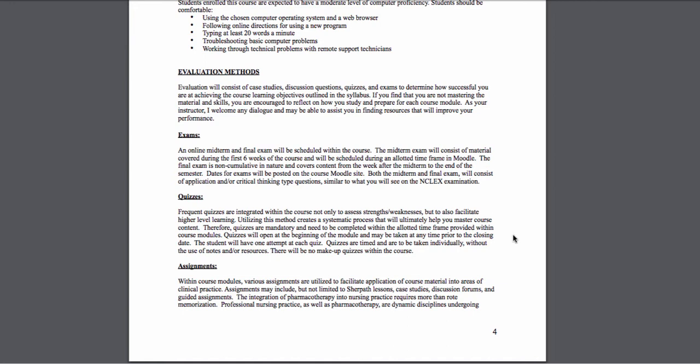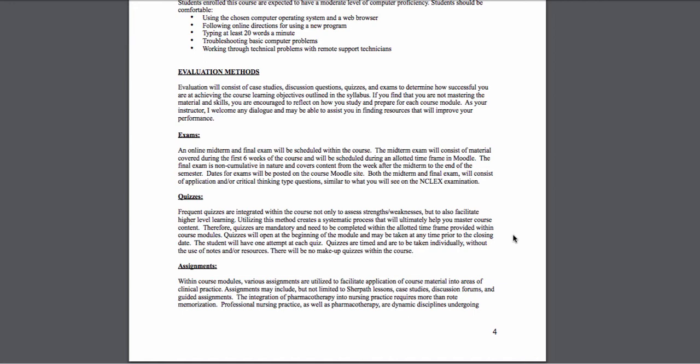Frequent quizzes are integrated within our course, and it's not only to assess your strengths and weaknesses and the content you need to focus on more, but also to facilitate a higher level of learning. Utilizing this method creates a systematic process that ultimately helps you master the content easier. I know a lot of people probably complain about quizzes, but honestly, it keeps you on track, especially with pharmacology. I'm not going to lie, there is a lot of content in this course. It'll help you assess the areas that you need to focus on more as we move through each module.